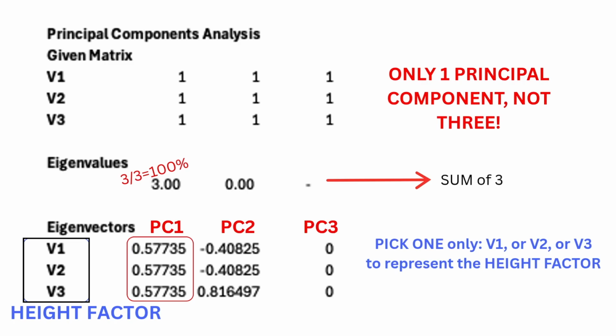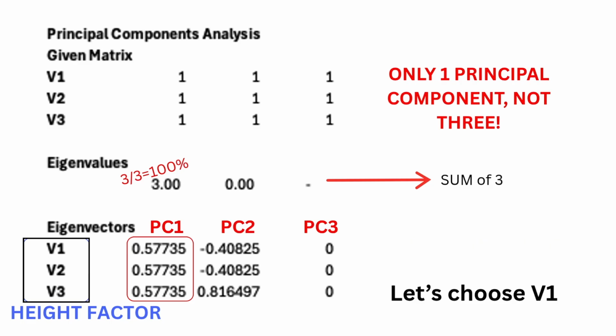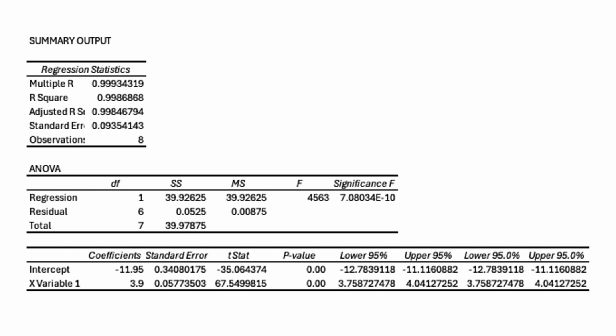More about factor analysis in the future, but things should be apparent from the foregoing between what is a factor versus what's a variable. In this case, we really just need one variable to represent the height factor. And let's choose height in feet. The resulting ordinary least squares regression is as follows. And this is the graph.